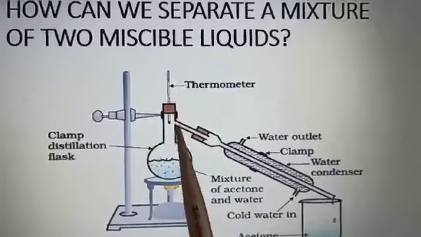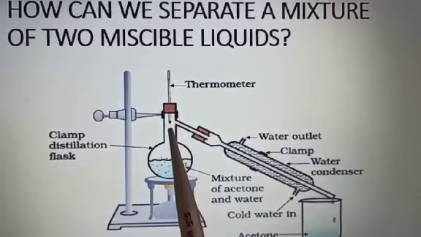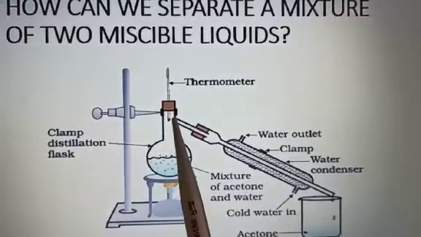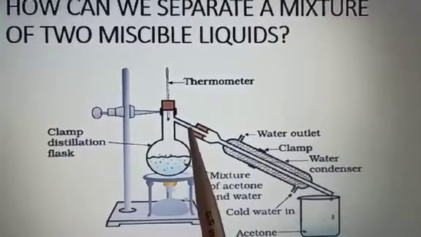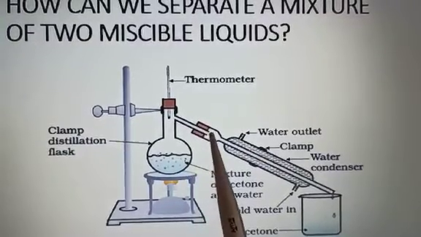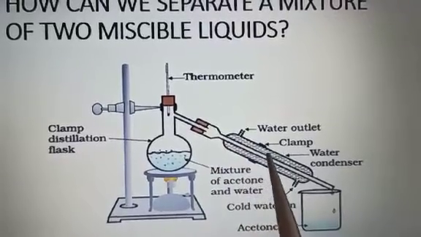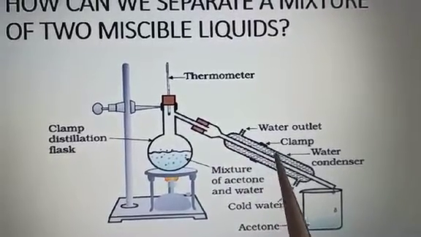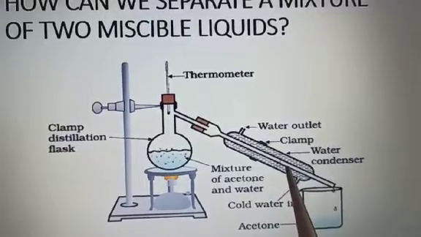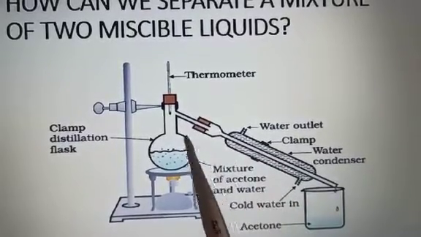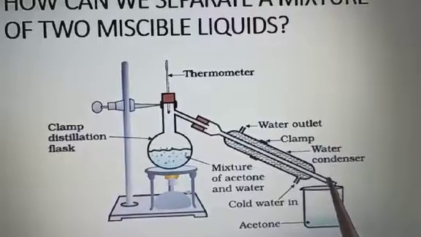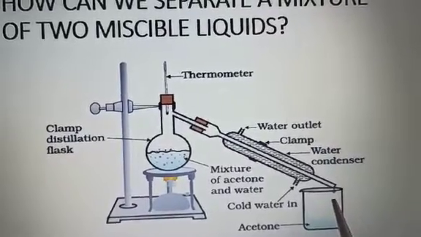A thermometer is also inserted inside the flask, and this flask has an outlet, which opens through this tube into the condenser. This condenser has beads, which give a surface for the vapors to cool, and it opens into the beaker.